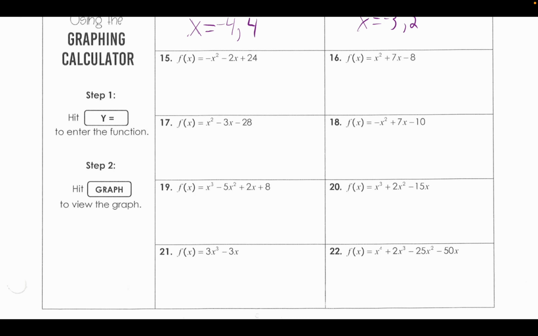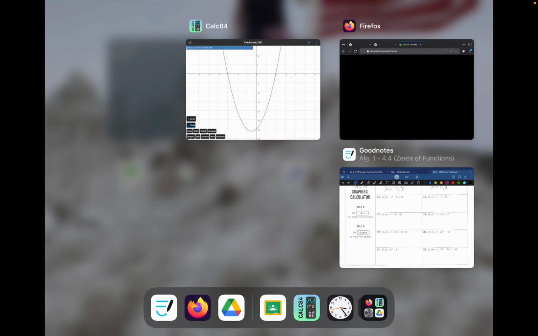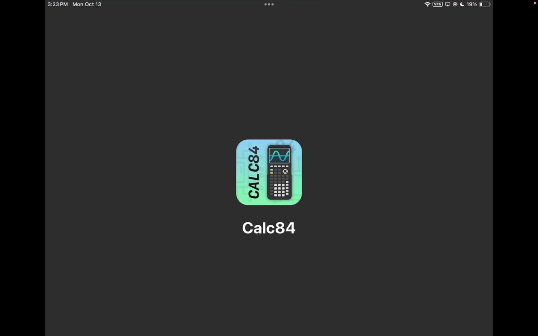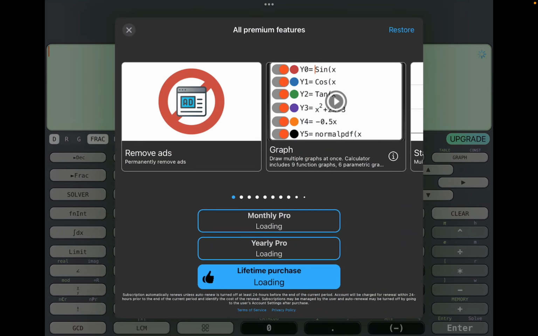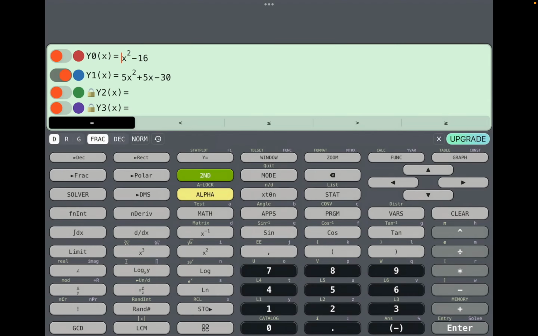Now, Calc 84 restricts you to only typing in 2 functions at a time. So I'm going to go ahead and type in my next 2 functions. So I have to go back to Calc 84. Typing these in, it gives me an error occasionally, but I'll just X out of those. And as I type in my next one, I have -x squared minus 2x plus 24.